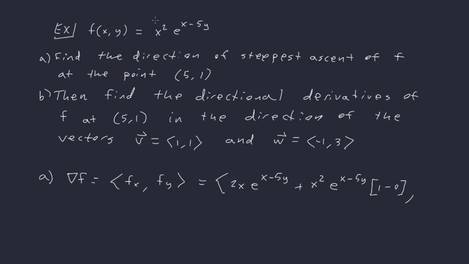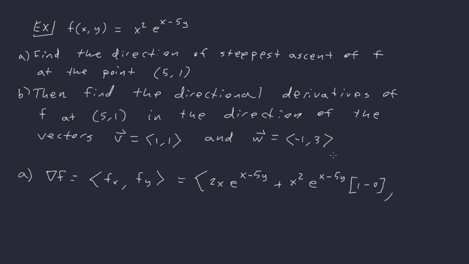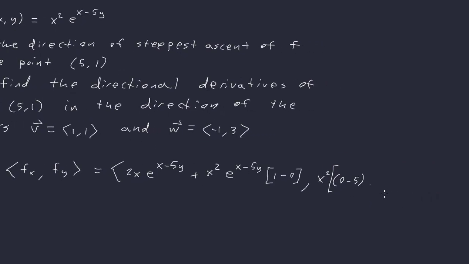Now for the y derivative, thankfully, there's actually no product rule to do here because we just have the x squared out front, which will be a constant. The only y's we have are inside of the e stuff. So the derivative will be just x squared, then e to the stuff times the derivative of the stuff, which will simply be, in this case, 0 minus 5. And I'm just going to put this like this, e to the x minus 5y.